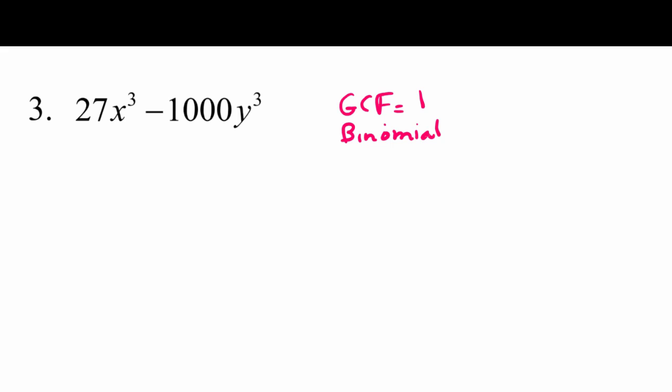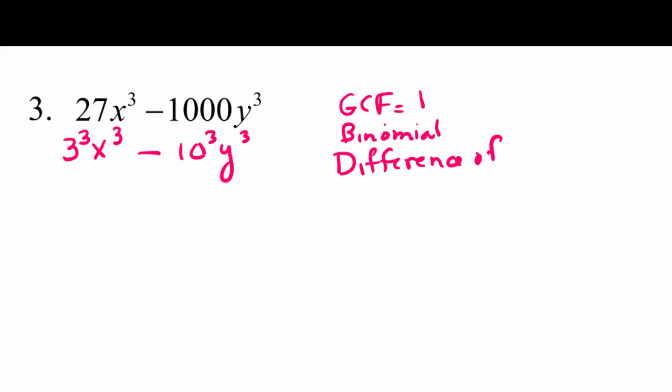And given these cubes, it's a good chance that these are cubes, right? So 27 we know is 3 cubed. So we have 3 cubed x cubed here in your first term. And 1,000 is 10 cubed. So we have 10 cubed y cubed. So definitely we have a difference because of the middle term, right? We have a difference of cubes, similar to the last one, right? So we're going to build it the same way.